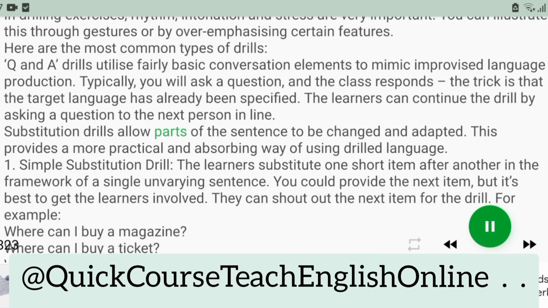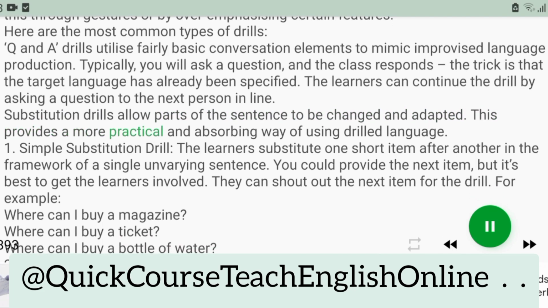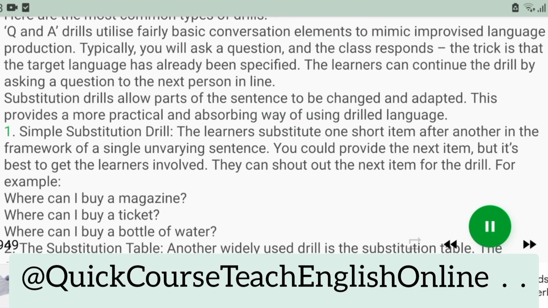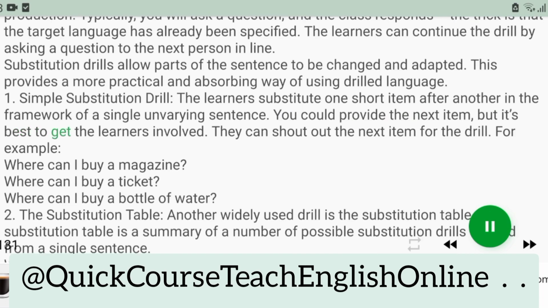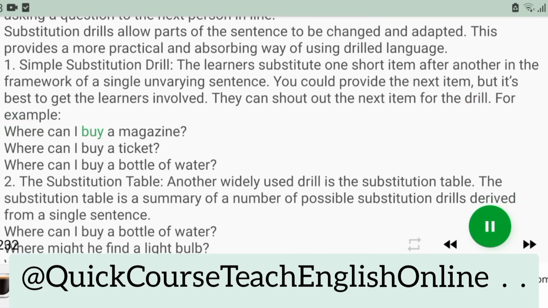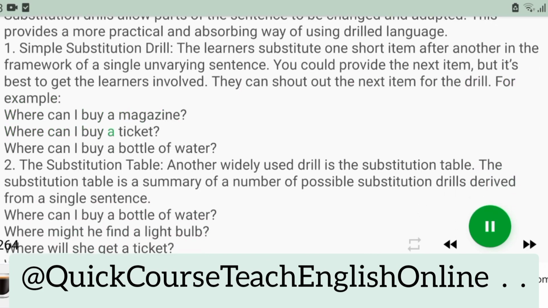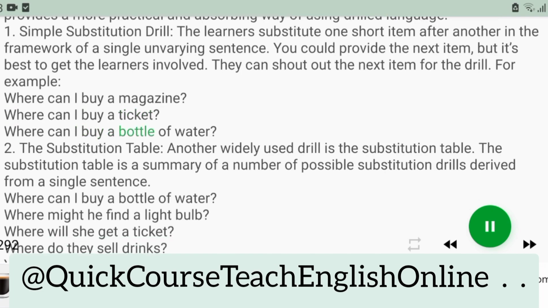Substitution drills allow parts of the sentence to be changed and adapted. This provides a more practical and absorbing way of using drilled language. 1. Simple substitution drill. The learners substitute one short item after another in the framework of a single unvarying sentence. You could provide the next item, but it's best to get the learners involved. They can shout out the next item for the drill. For example, where can I buy a magazine? Where can I buy a ticket? Where can I buy a bottle of water?